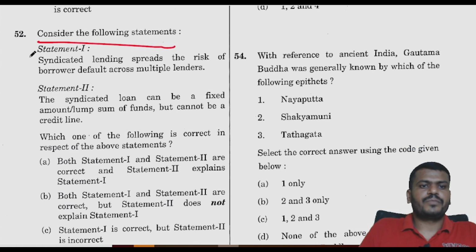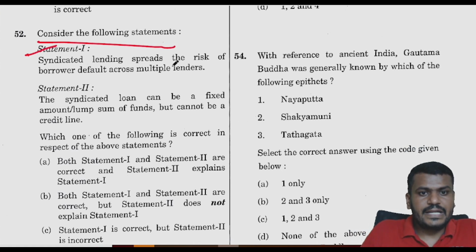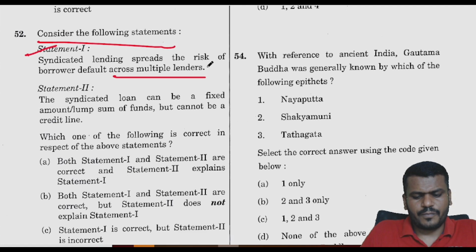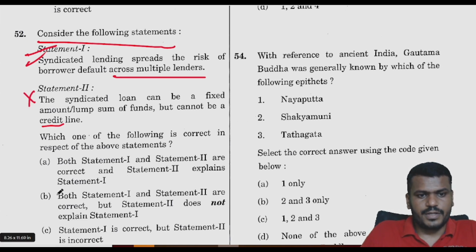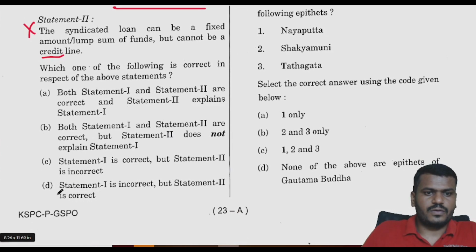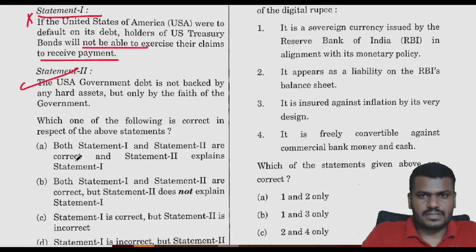Okay, first statement: syndicated lending spreads the risk of borrower default across multiple lenders. See guys, normally a syndicate loan means a loan offered by a group of lenders, not a single one. That's why statement 1 is correct. The syndicate loan can be a fixed lump sum of funds but cannot be a credit line. No, it can be a credit line. The second statement is wrong. So if you go through the options, statement 1 is correct and statement 2 is incorrect. Okay, C is the right answer, guys.